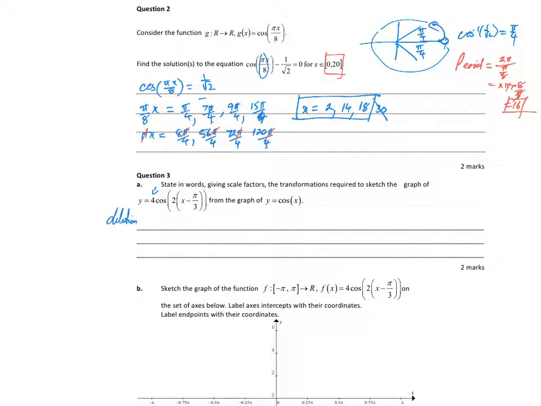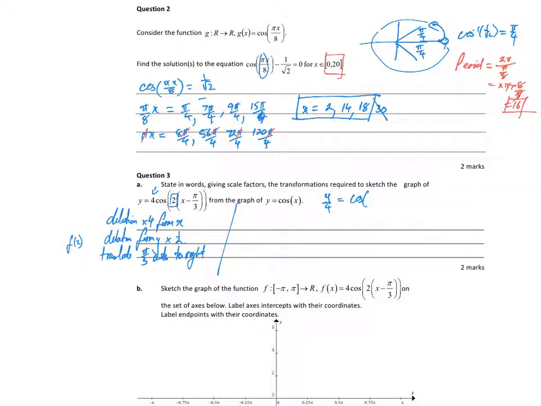The 4 at the front affects my amplitude, so it stretches it from the x-axis. So we're going to dilate by a factor of 4 from the x-axis. The 2 is inside the function, a bit like f of 2x. So it's going to be a scale factor of 1/2. So that's going to be a dilation from the y-axis by a factor of 1/2. And then we've got our pi on 3 units shifting it to the right. So we're going to translate by pi on 3 units in the positive direction, or to the right of the graph.